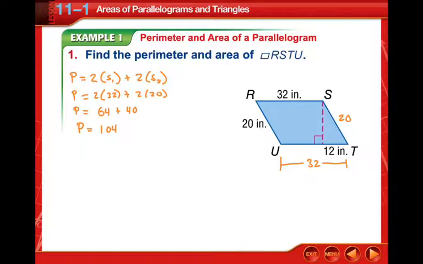104 inches. It's perimeter, not area. So it's just the unit we already are using. So now for area, we are missing a piece. We don't have our height, so we need to find that. We do have a right triangle here that we can use. So from our height down to the base, there's a right triangle.